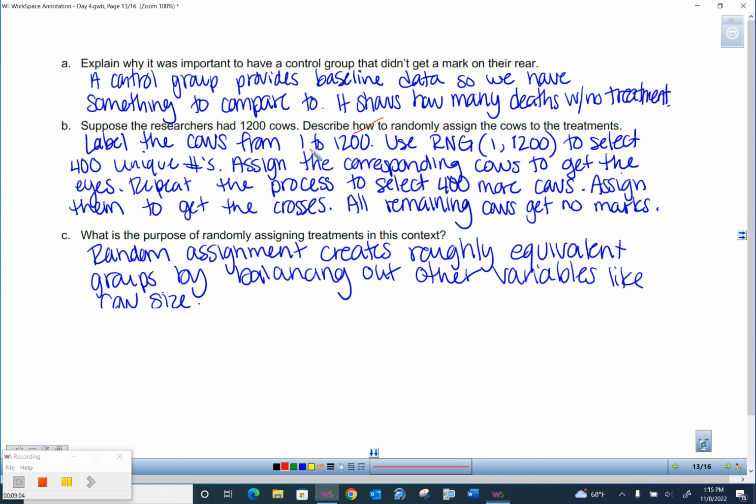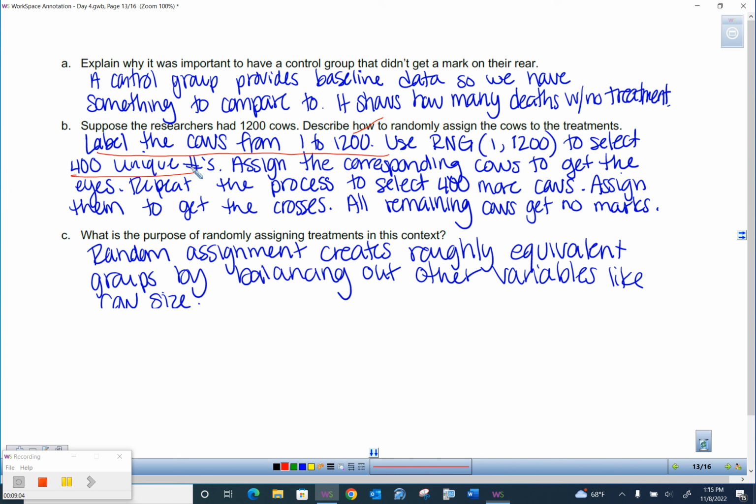Okay, so you're going to assign those corresponding cows. So take the numbers that you get, and those are the cows that get the eyes. And you could have started with a different group. It wouldn't have had to be the eyes first. Then you're going to repeat that process to select 400 more, and those ones are going to get the crosses. And then the remaining ones get no marks. Remember, the order of these 3 items does not matter to me. What does matter is you have this item, and you know that you're selecting 400 unique numbers each time.